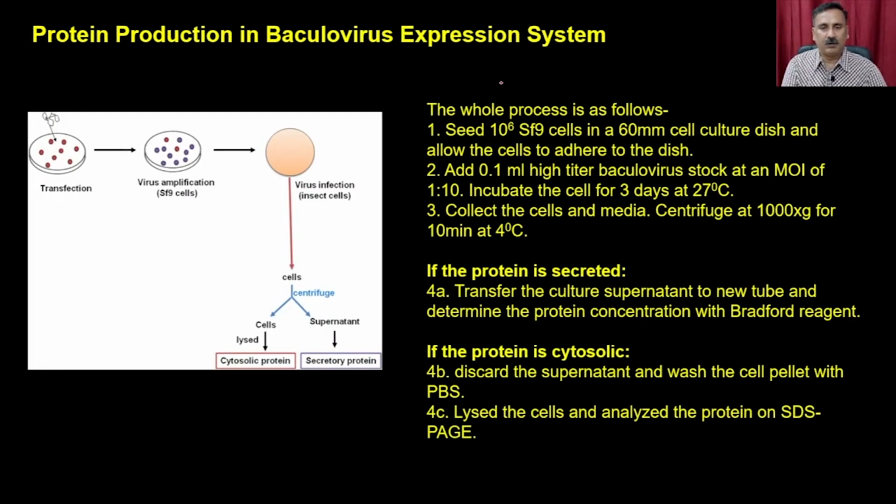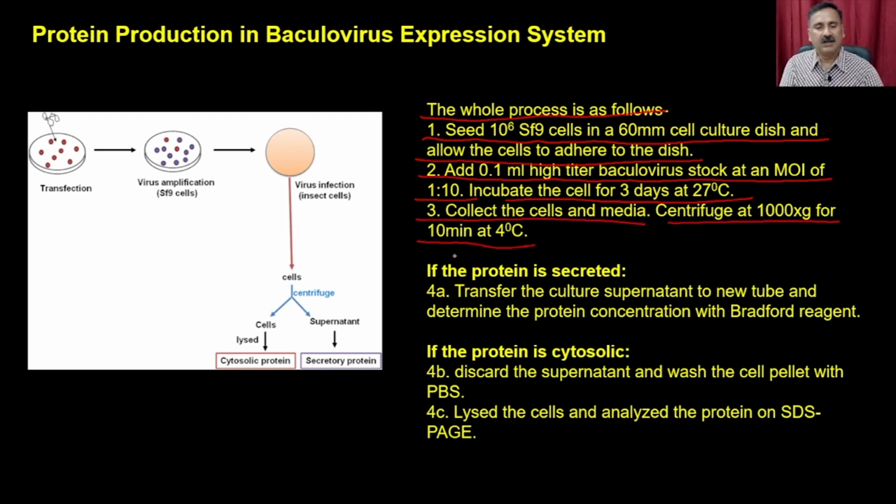So the whole process would be like this. In step one, you seed 10 to the power 6 Sf9 cells in a 60 mm cell culture dish and allow the cells to adhere to the dish. In step two, you add 0.1 ml of high titer baculovirus stock at an MOI of 1 to 10. Incubate the cells for 3 days at 27 degrees Celsius. In step three, you collect the cells in media and centrifuge at 1000 g for 10 minutes at 4 degrees Celsius.